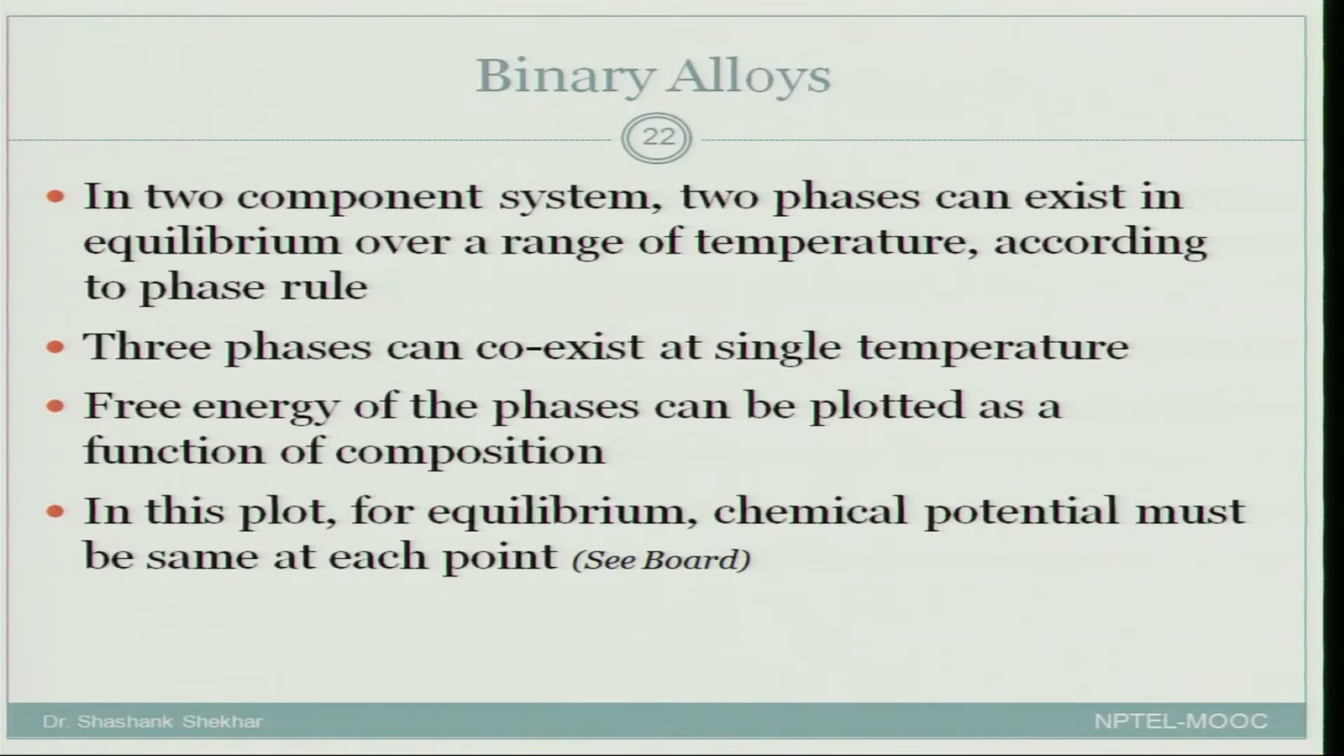Now the free energy of the phases can be plotted as a function of composition. However, this is not sufficient and you may need to use what is called chemical potential, because it is the chemical potential that must be the same at each point if we are talking about an equilibrium condition. So let us get back to this in terms of the diagram.